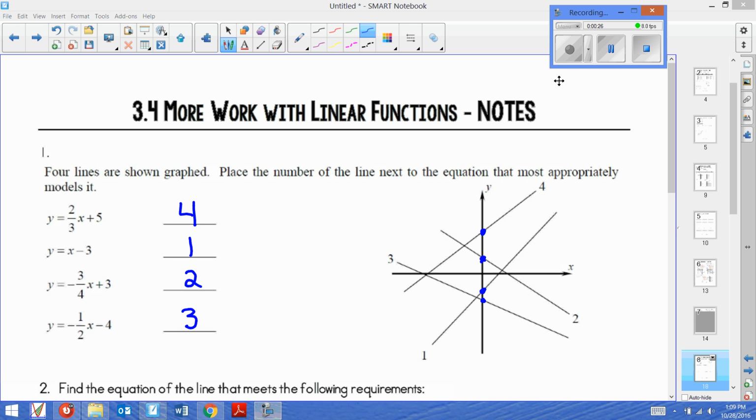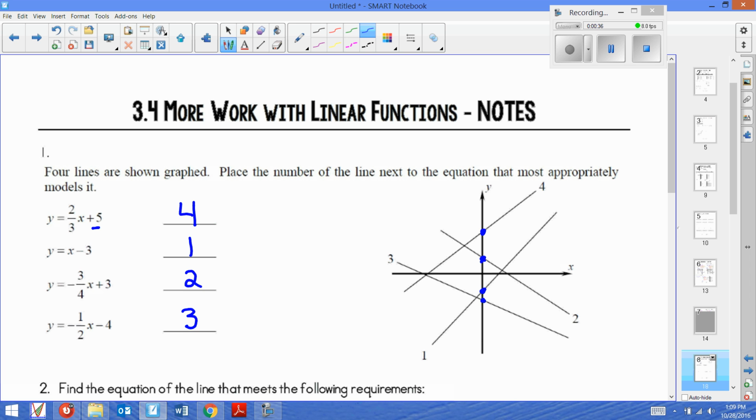So here you see the answers. Notice how I used my y-intercepts to help guide me, which is this value right here on the end. And then I also used my slope to tell me whether or not the line should have been either increasing or decreasing. And that's the number that we see out in front here. So that 2/3 is positive, that 1 is positive, the 3/4 is negative, so that line would be pointing down. Same with the other one.